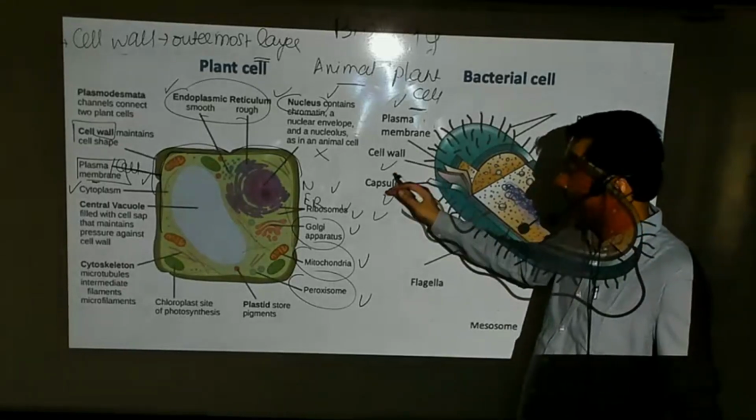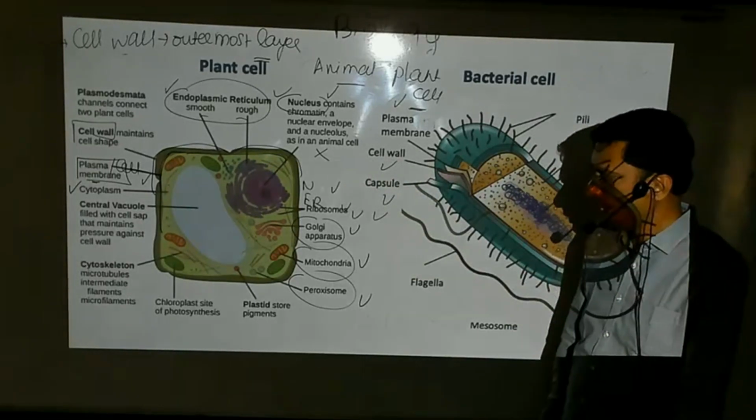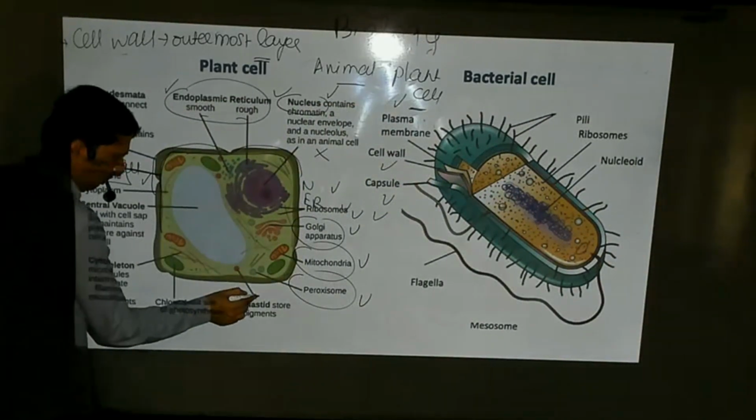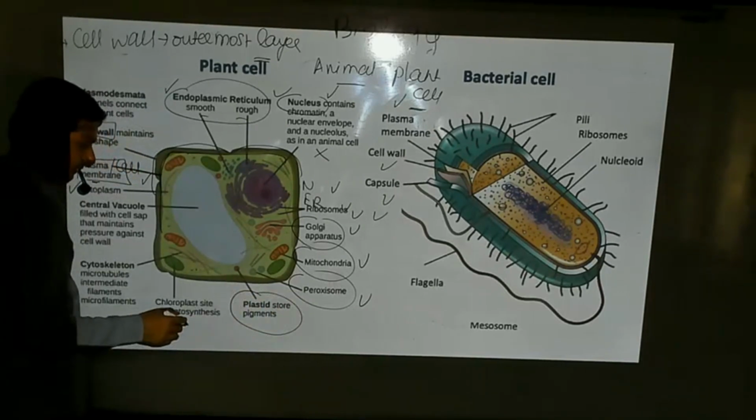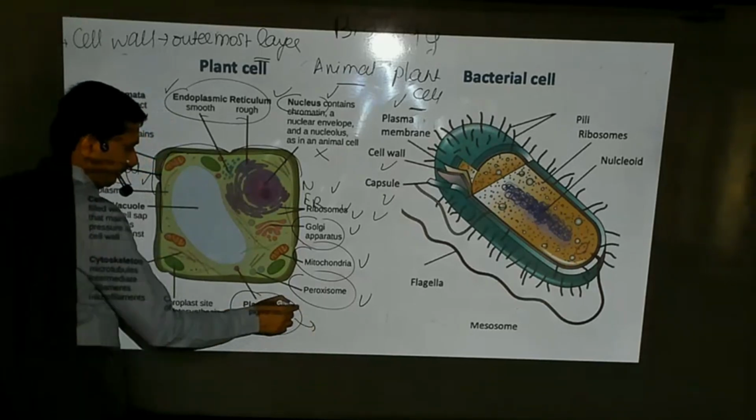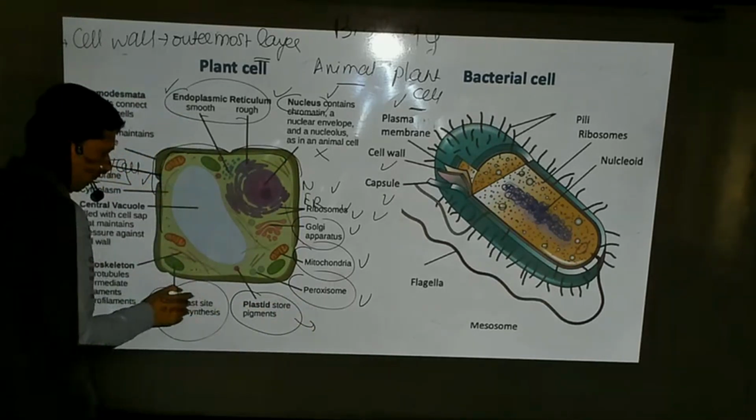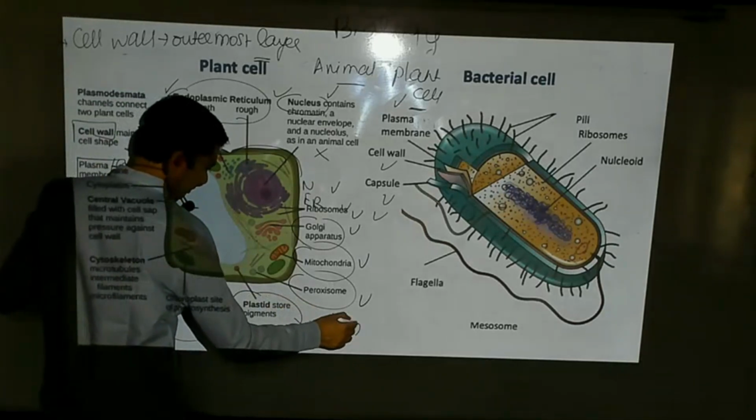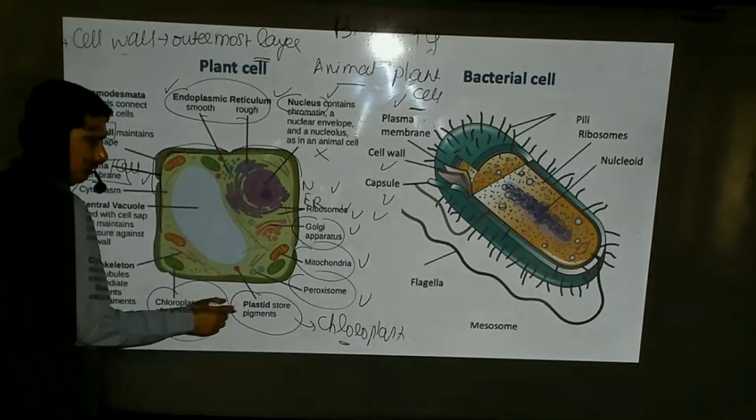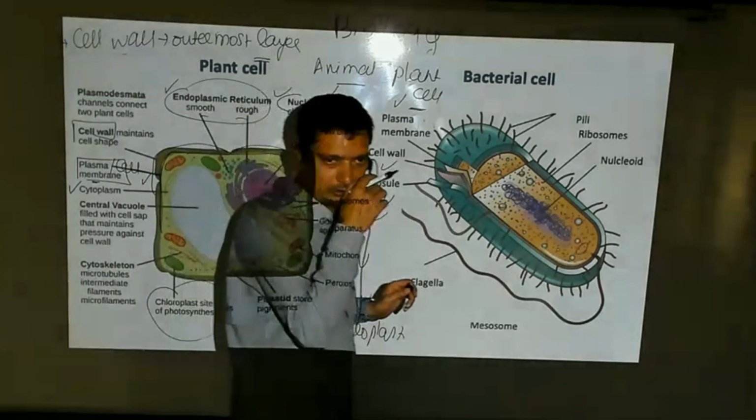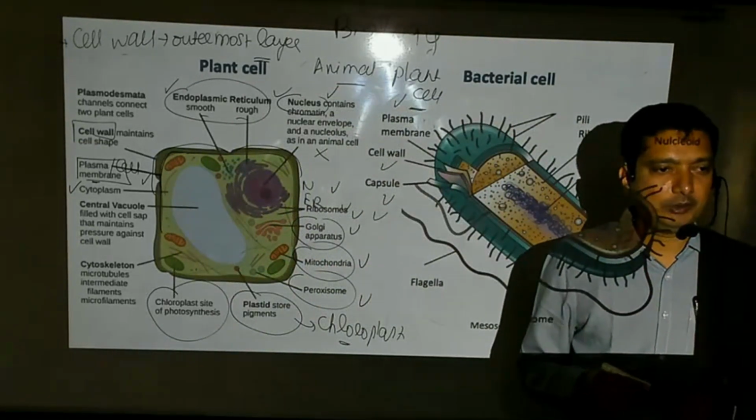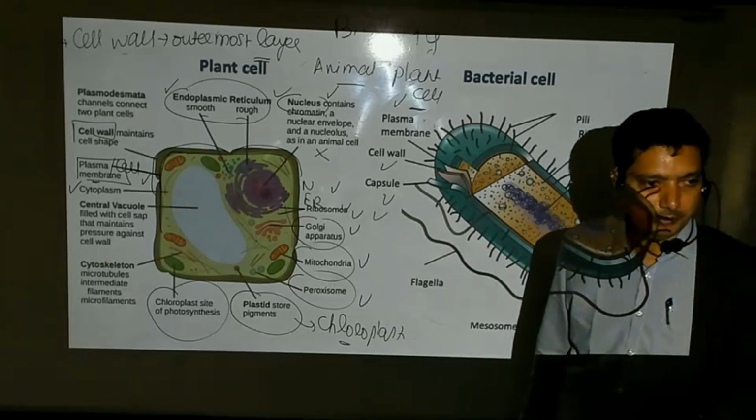Like cell wall, what else is unique here? Let's check this. Like we have in the plant cell what are called plastids. One good example for plastid is chloroplast. You heard about chloroplast? You heard about chlorophyll? That is a plant pigment, which is responsible for photosynthesis to take place.